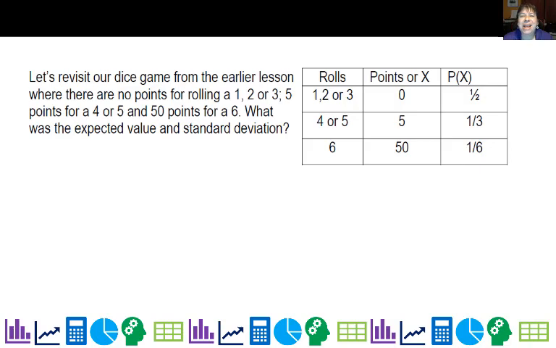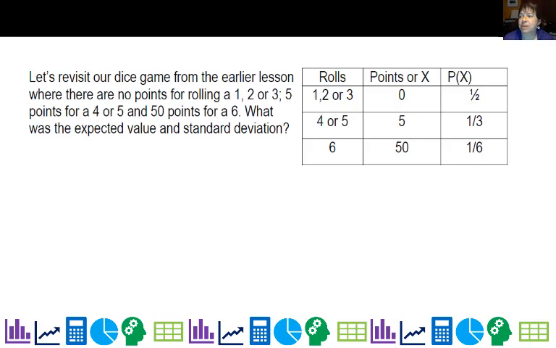So let's go ahead and look at some good data. We have a dice game where you can earn 0, 5, or 50 points depending on what you roll. And we calculated the probabilities: getting 1, 2, or 3 was a half, 4 or 5 is a third, and getting a 6 is 1 out of 6. So we're going to determine the expected values.